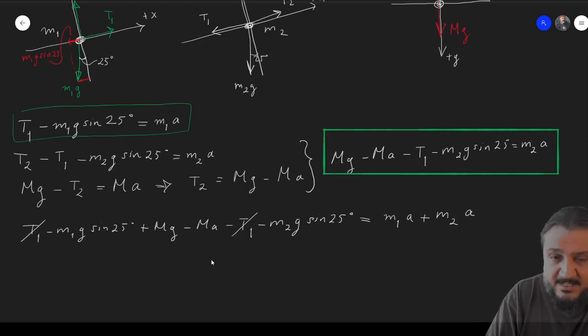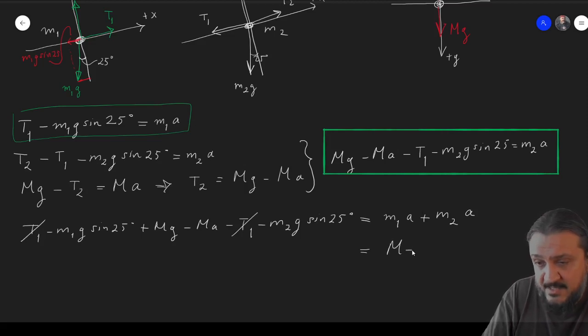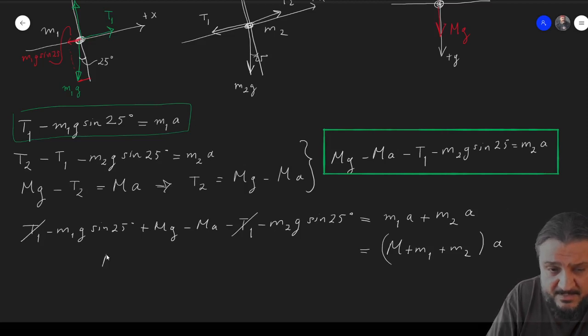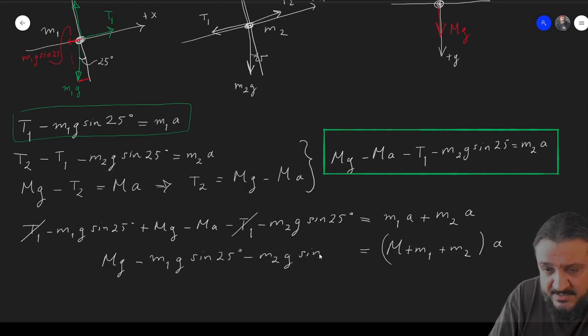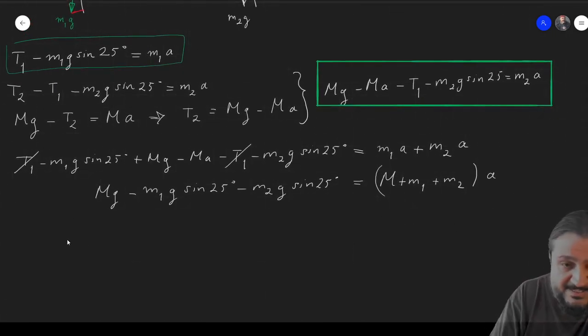I just have to solve for A. Now there is an A term over here on the left, negative MA. If I move it to the right, it becomes positive MA. And all three terms have A in them, so I can factor A out. So I will have M plus M1 plus M2 times A. And everything on the left, I can just write them here. So Mg, right? Mg minus M1g sine 25 degrees minus M2g sine 25 degrees. Finally, divide everything by this total mass here to solve for acceleration.